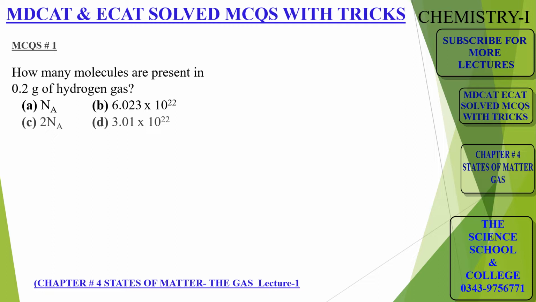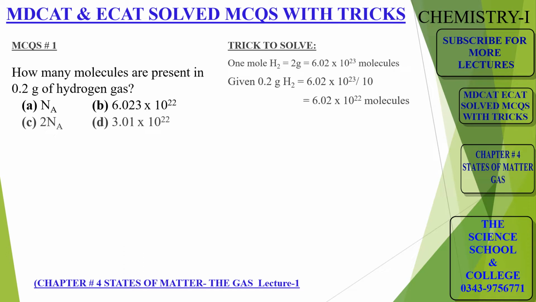To solve this MCQ, you know that molecular mass of hydrogen gas is 2 AMU. So 1 mole of hydrogen gas will be 2 grams. 1 mole contains Avogadro number of molecules, 6.023 exponential 23 molecules.